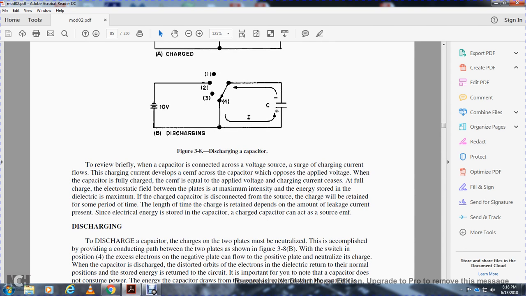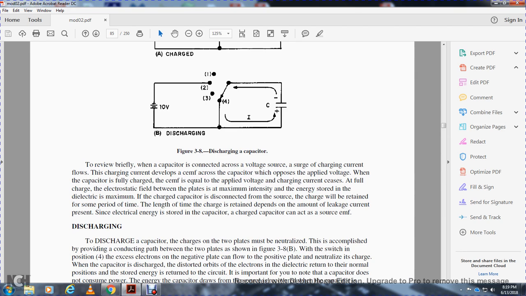Review briefly: the capacitor is connected to the voltage source with a surge of charging current. The charging current develops a counter EMF across the capacitor opposed to the applied voltage. At full charge, the counter EMF is equal to the applied voltage and the charging current stops.